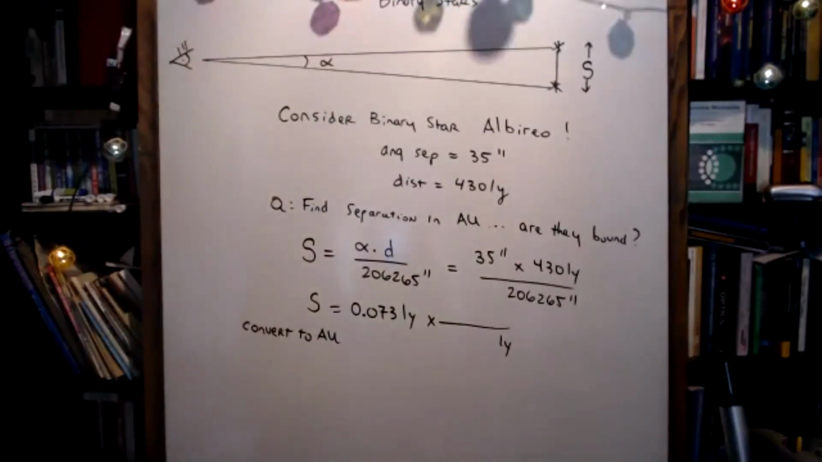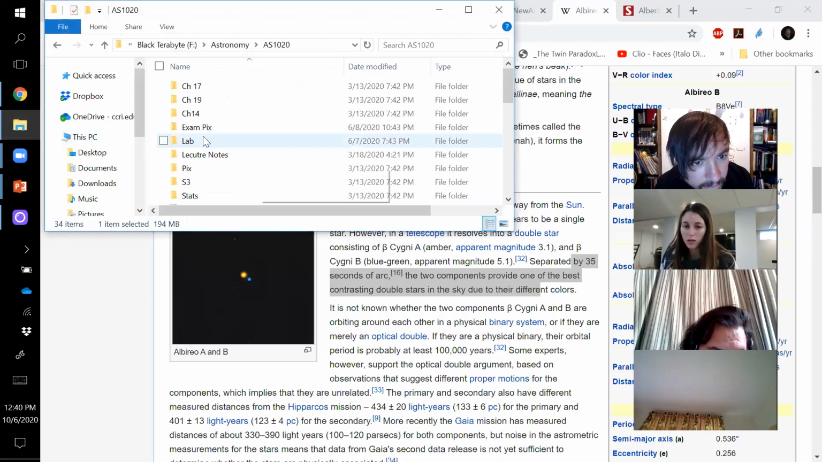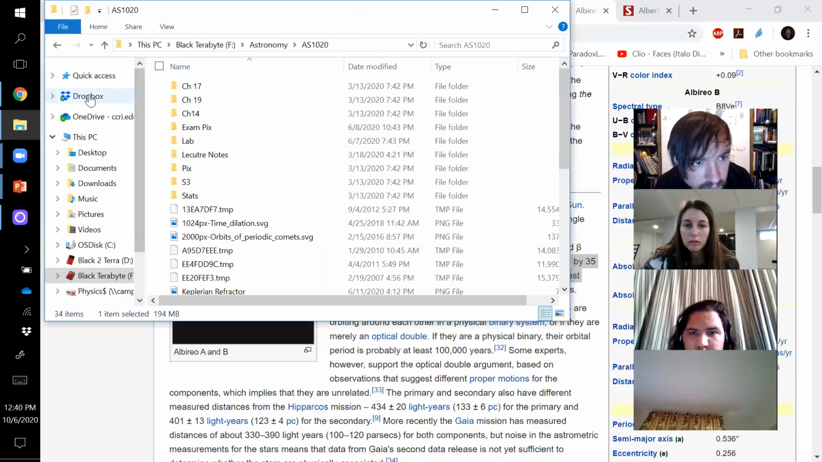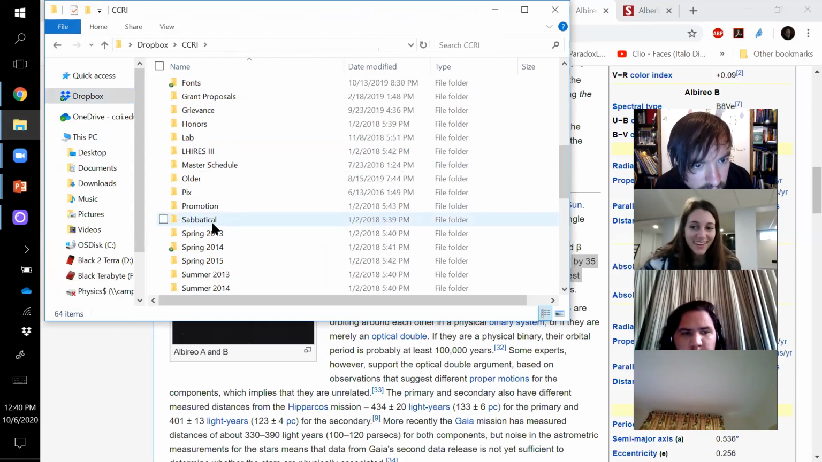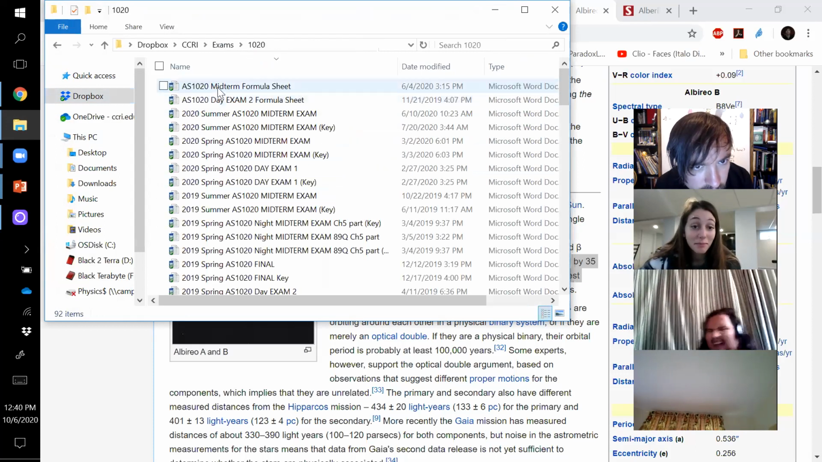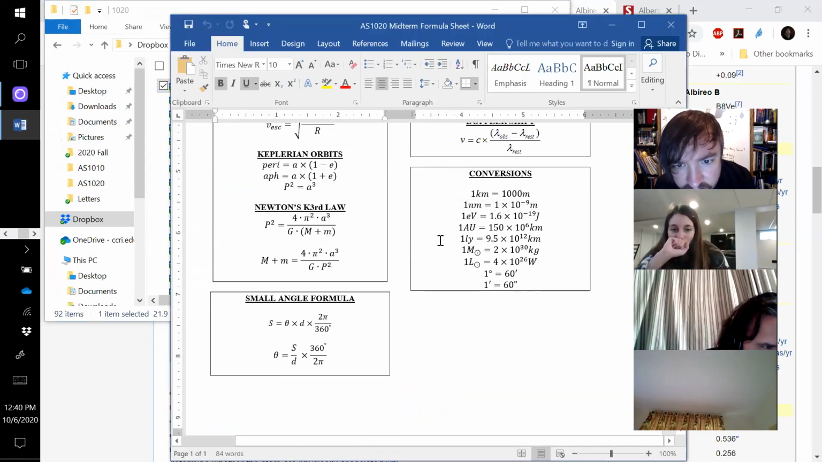Is it AU on the top? I don't think you have a conversion from AU to light years. Yeah, you're right. So you'll have to go from light years to what? Look at your formula sheet. This is what you're going to have to do on the exam, and I won't be there to hold everyone's hand. Do you guys have that formula sheet that I gave you last time? So what you do is you go to your formula sheet and you look for your conversion factors.